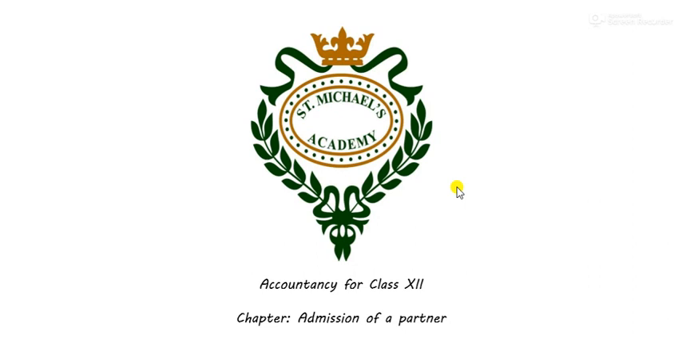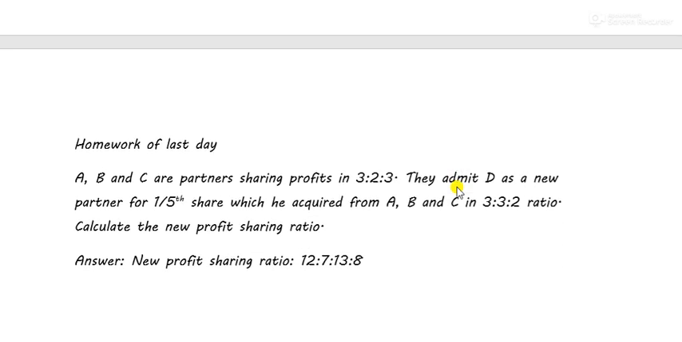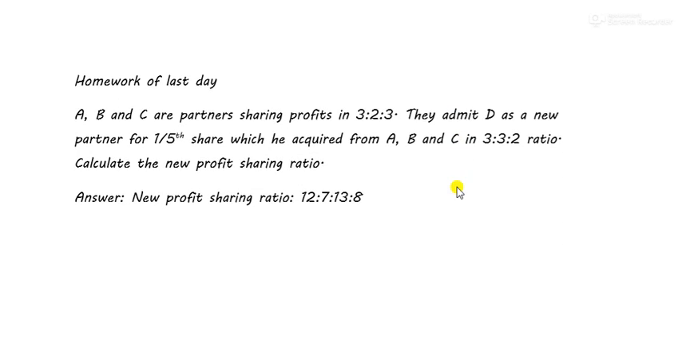We were doing chapter 2, that is reconstitution of partnership, and we were in section B of chapter 2, and section B is known as admission of a partner. Under admission of a partner, we were discussing change in the profit sharing ratio when there is an admission of a partner, and under that we had already discussed two cases, and this was the homework for last day.